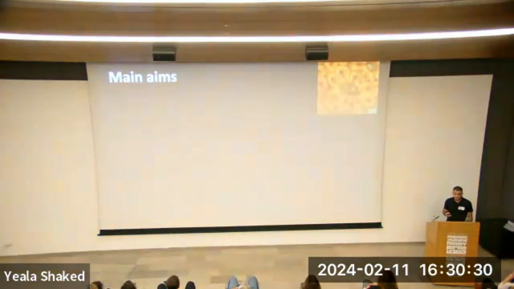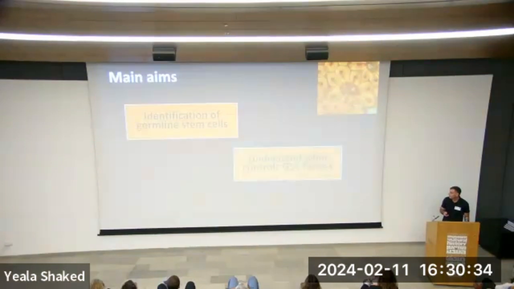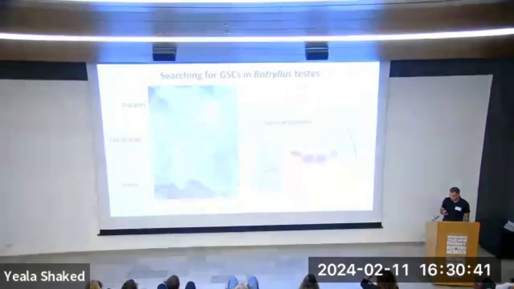And then the main aim of my study is first to identify the germline stem cells in Botryllus, and after that to understand what controls the germline stem cell fitness, okay? What makes germline stem cells in the winner colonies winner stem cells?